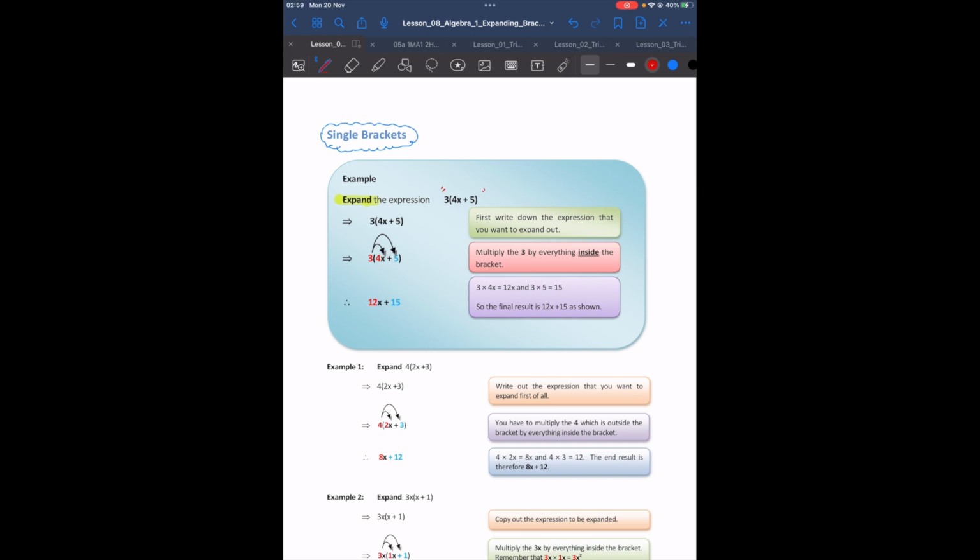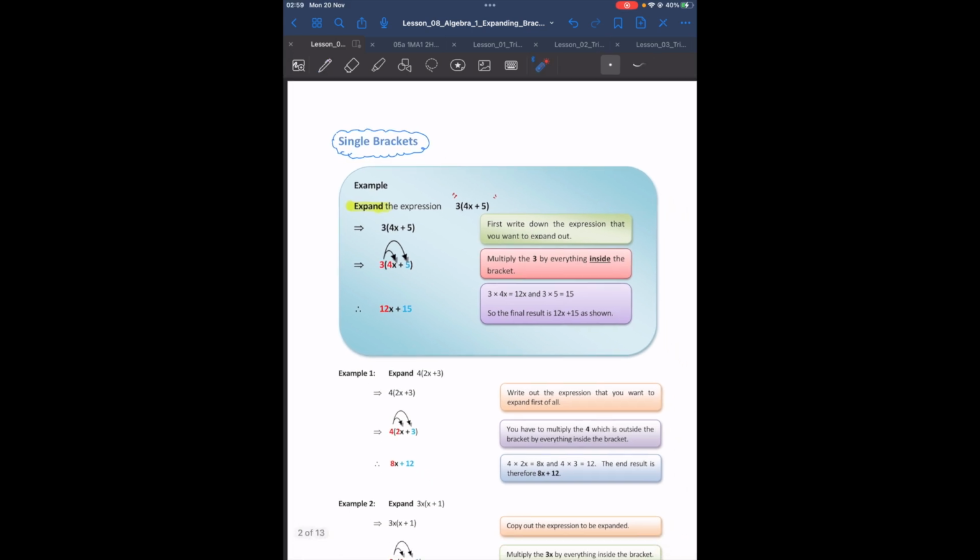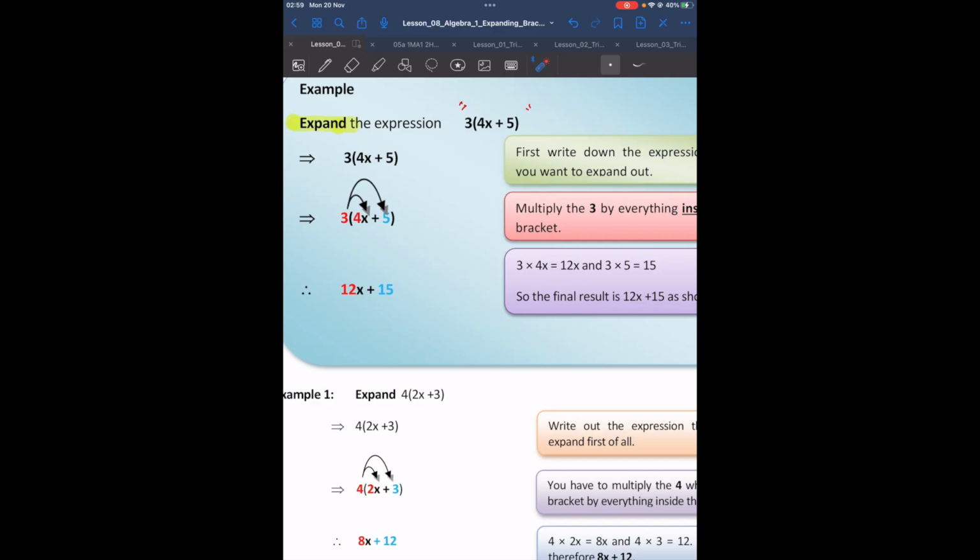Now, what you need to remember, all you're doing is you're multiplying the 3 outside the bracket by everything inside the bracket. So if we do this logically, 3 times 4x will give you 12x. 3 times 5 will give you 15, and because it's plus 5, it's going to be plus 15. So you end up with this expression, 12x plus 15.